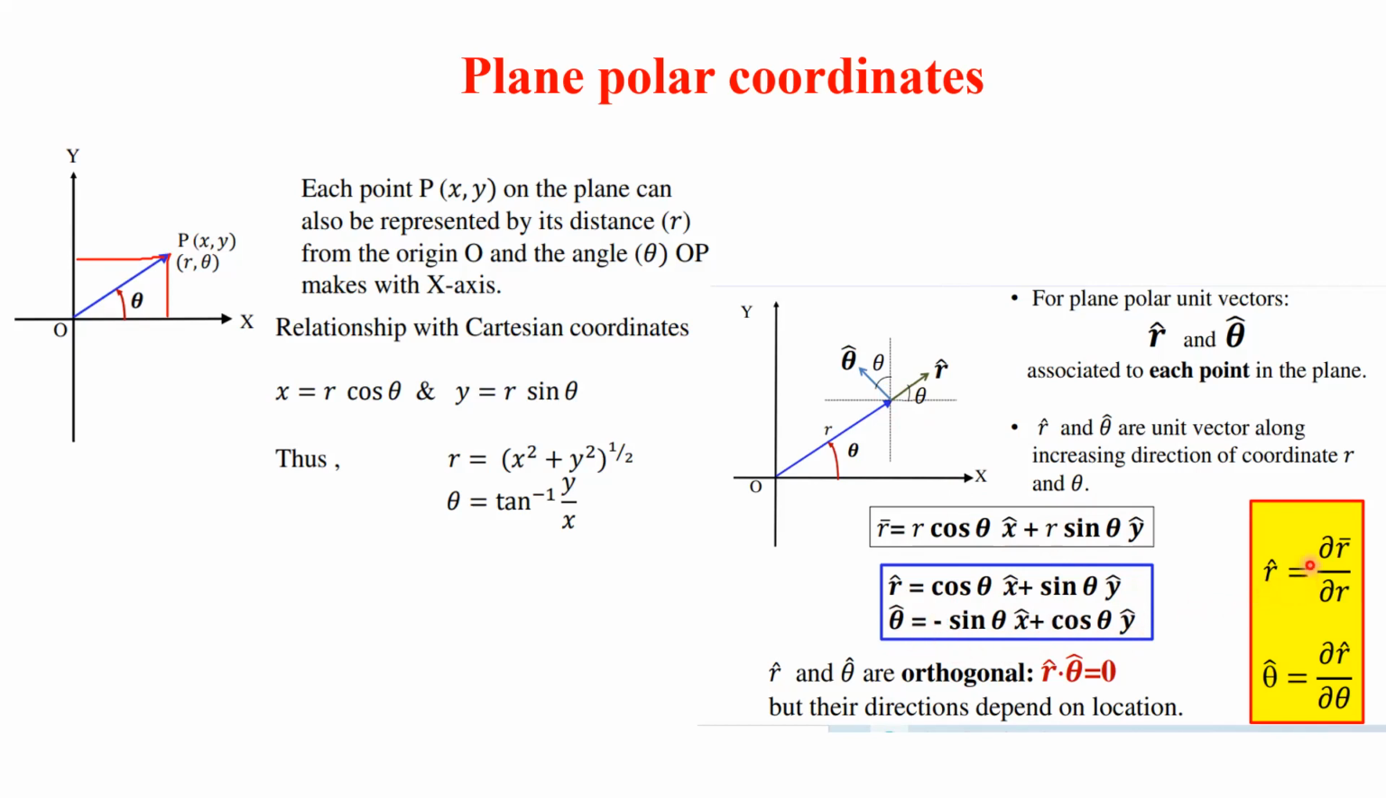So R cap is the derivative of this R vector with respect to R. To differentiate this quantity R, you get cos theta X cap plus sin theta Y cap, and theta cap is the derivative of this R vector with respect to theta. So you'll get minus sin theta X cap plus cos theta Y cap. And of course, just like X cap and Y cap are perpendicular to each other, similarly R cap and theta cap are also perpendicular to each other. Therefore, the dot product between them is 0, but the direction depends on the vector.